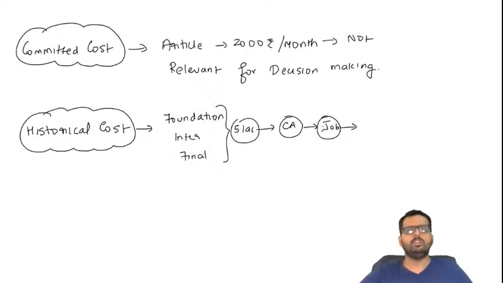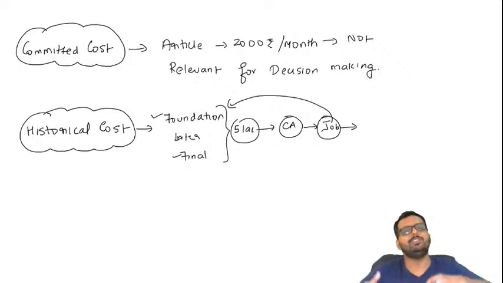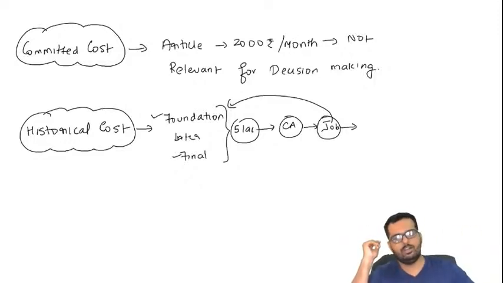Okay? Suddenly you go to the outside market, there is no job available. Nobody is giving you a job. Now, can you go back to the institute, ICAI, and tell them, refund back my foundation, intern and final fees? They will not give you any money back. They will tell you that money is gone. Now that money cannot be recovered, it is not relevant for decision making. So friends, any historical cost is not relevant for decision making. Can you write this down in your books now?